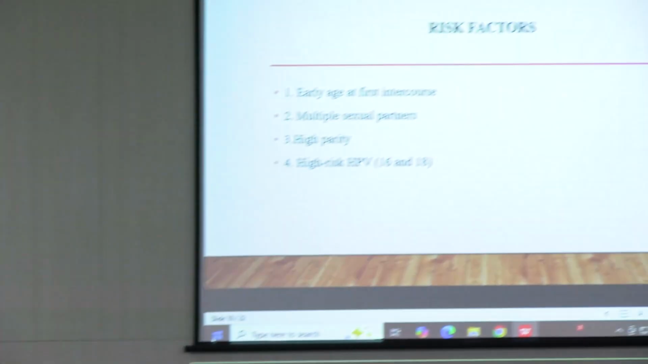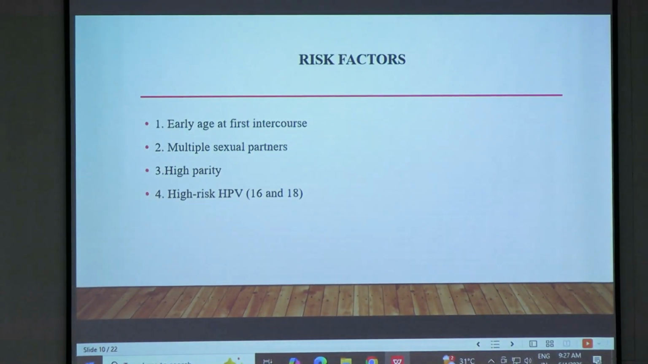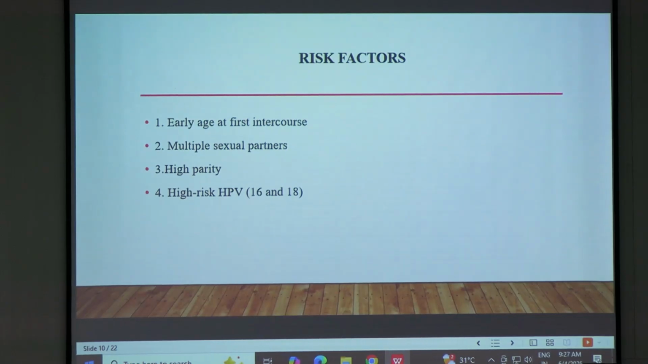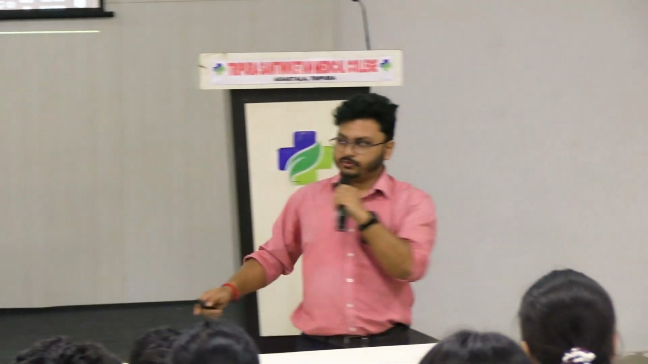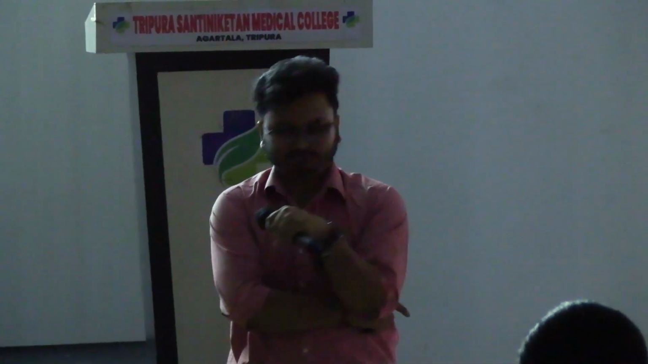What are the risk factors? Early age at first intercourse, multiple sexual partners, high parity, and high risk HPV. What is the full form of HPV? Human Papillomavirus. Remember that the most notorious serotypes of HPV are 16 and 18. That is what we are mostly concerned with. Human Papillomavirus 16 and 18.